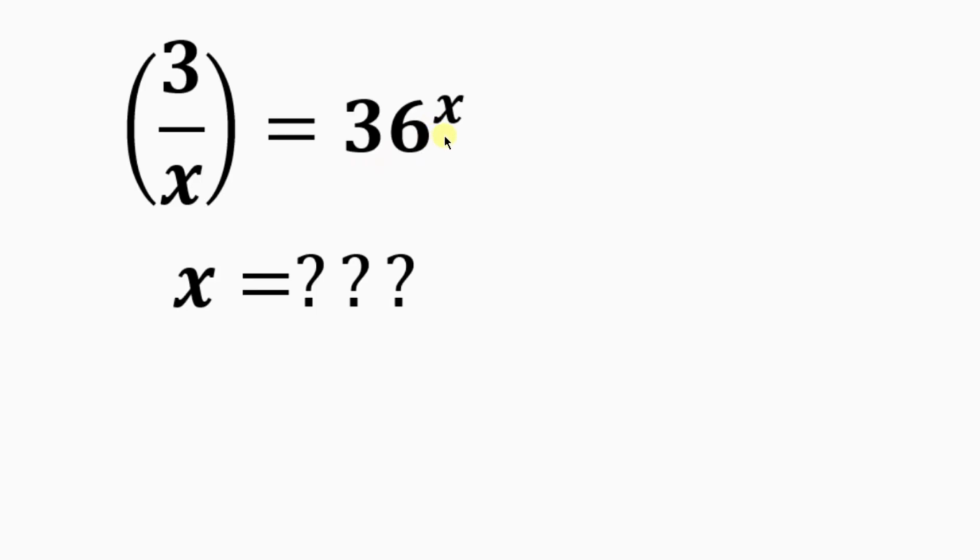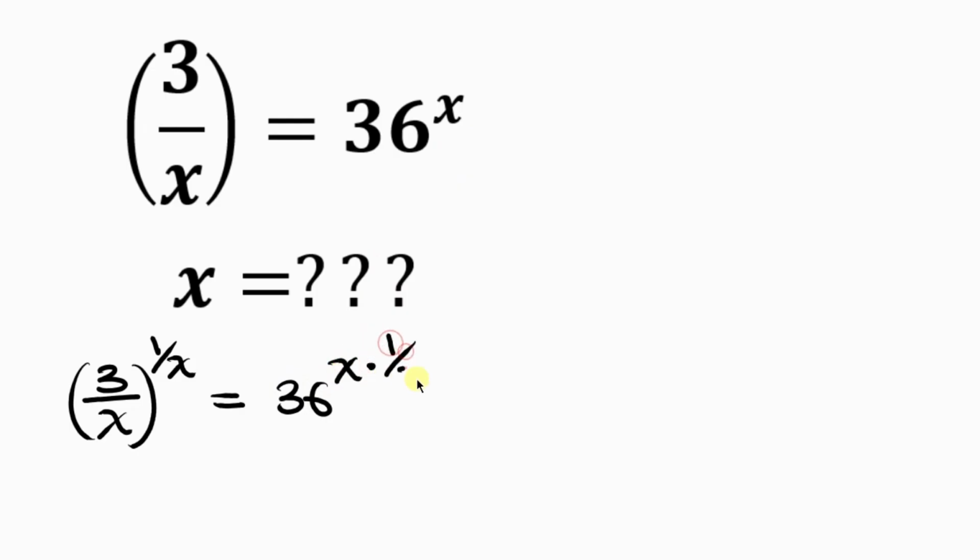Well, our first step will be for us to separate the variables. And we do that by multiplying the power on the right and the power on the left by 1 all over x in order to eliminate the x here. So let's do that. So the left-hand side, we have 3 all over x. So I'll multiply the power by 1 all over x. So this is equal to, the right-hand side, we have 36, and we have a power of x. I'll also multiply this power by 1 all over x.